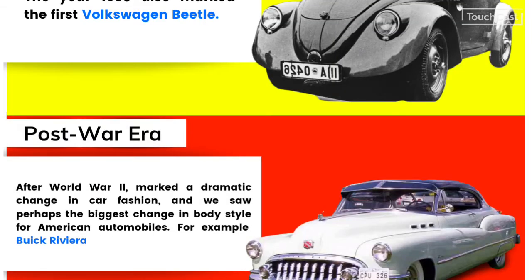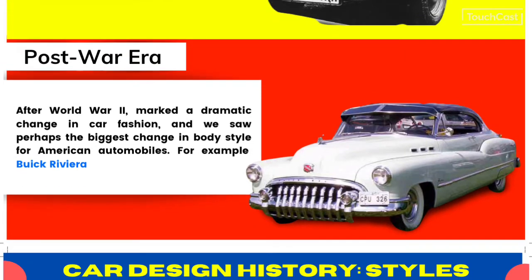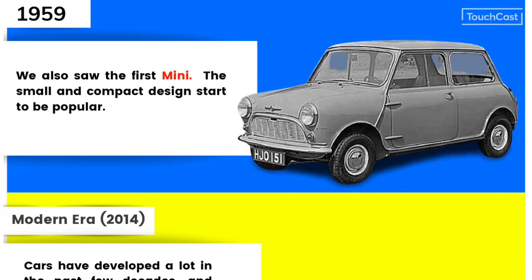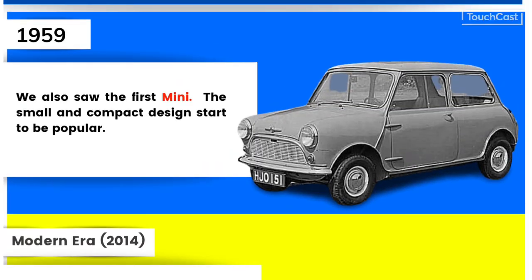After that, the post-war era. The end of World War II marked a dramatic change in car fashion, and we saw perhaps the biggest change in body style for American automobiles. For example, Buick Riviera. Now we move to 1959. We also saw the first Mini. The small and compact design started to be popular.